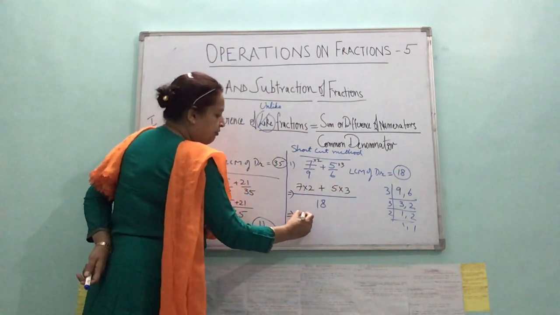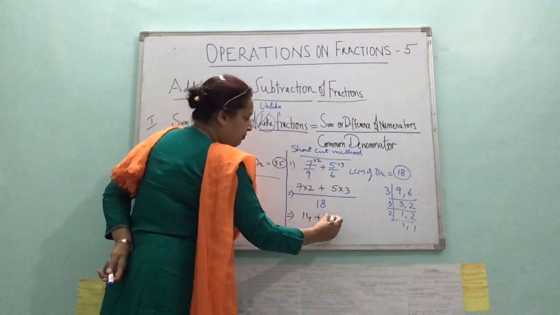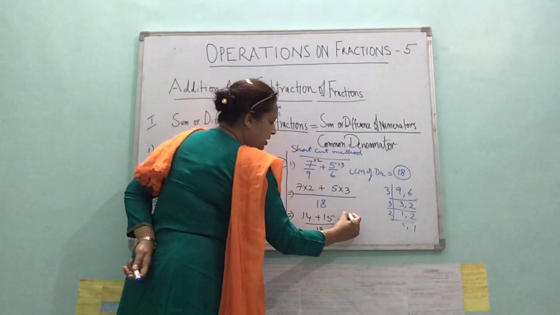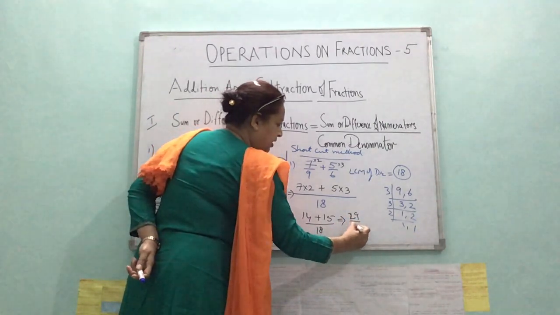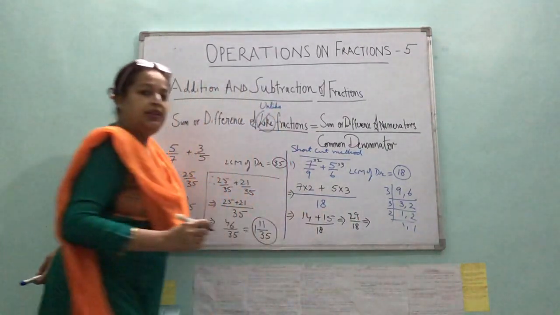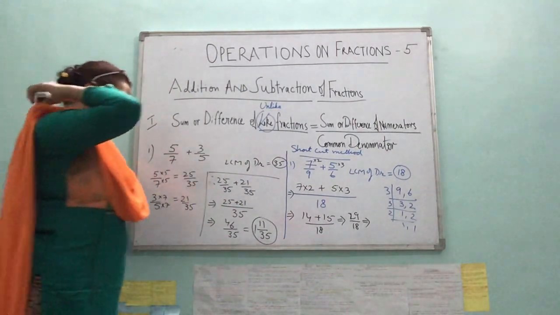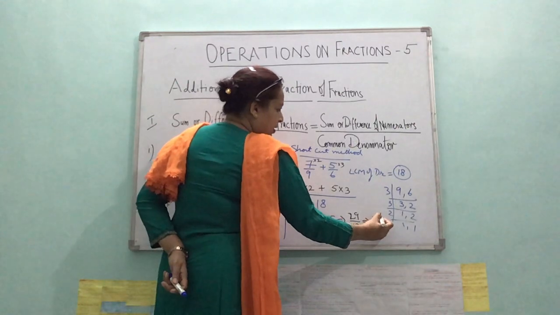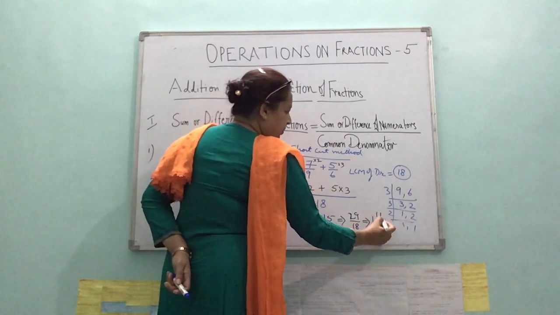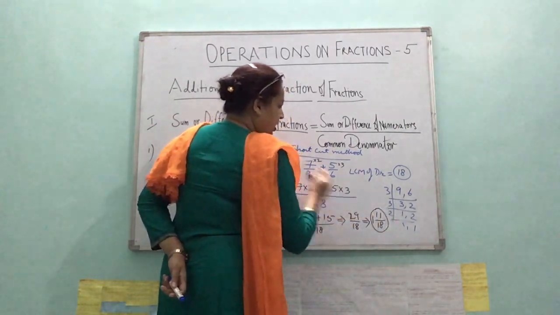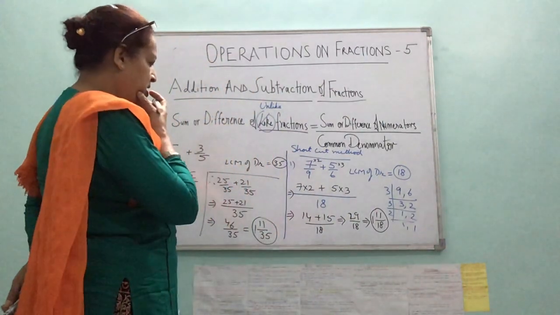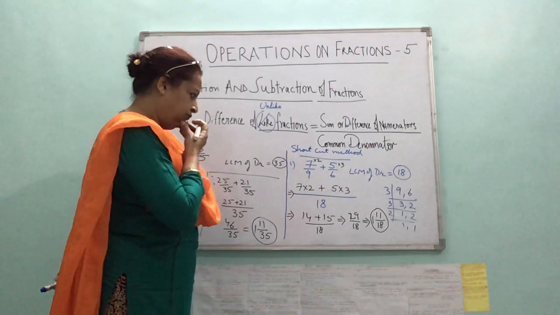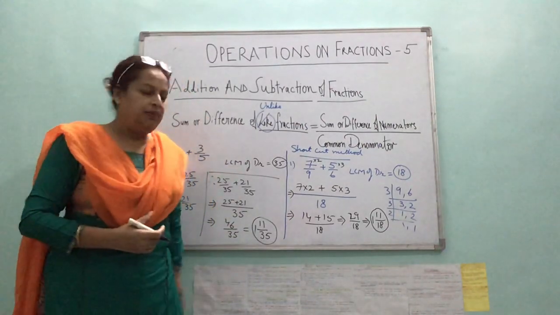Second step, 14 plus 15 by 18. That gives us 29 by 18. Now we'll convert it into a mixed fraction. 1 whole 11 by 18. 1 whole 11 by 18.